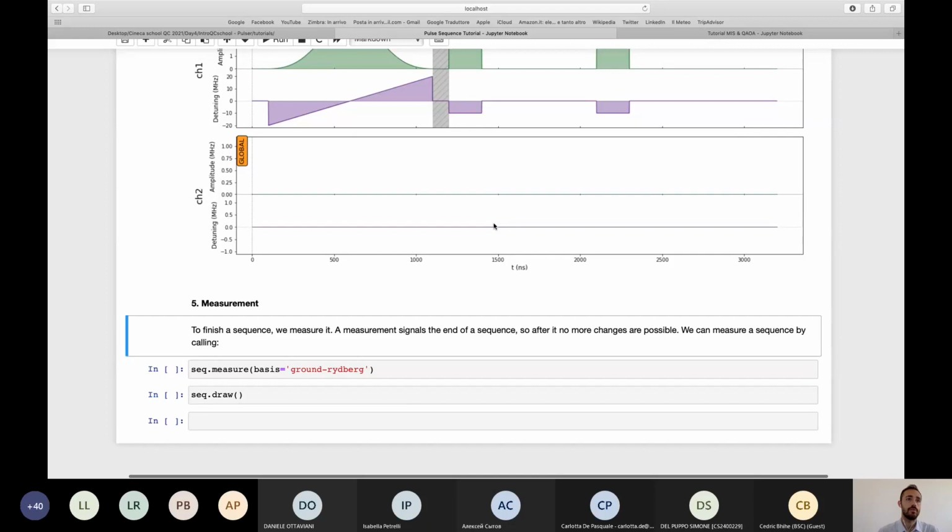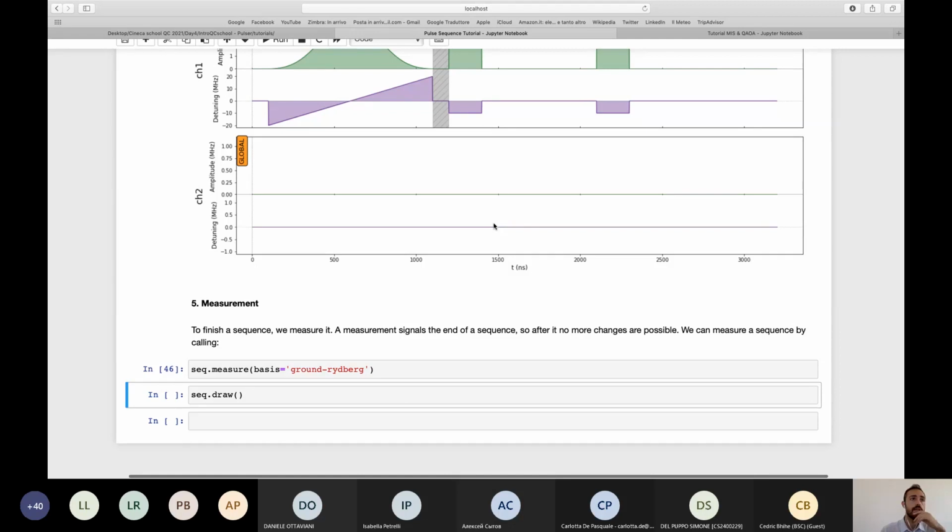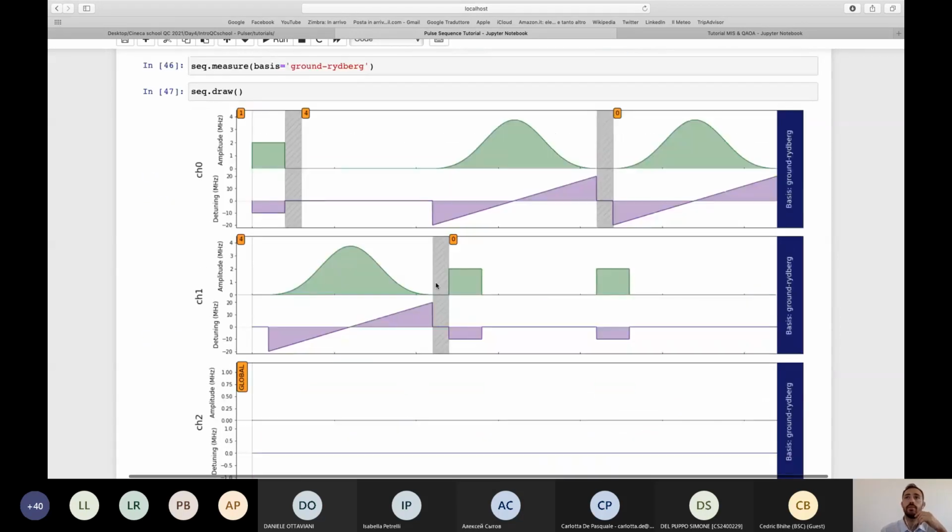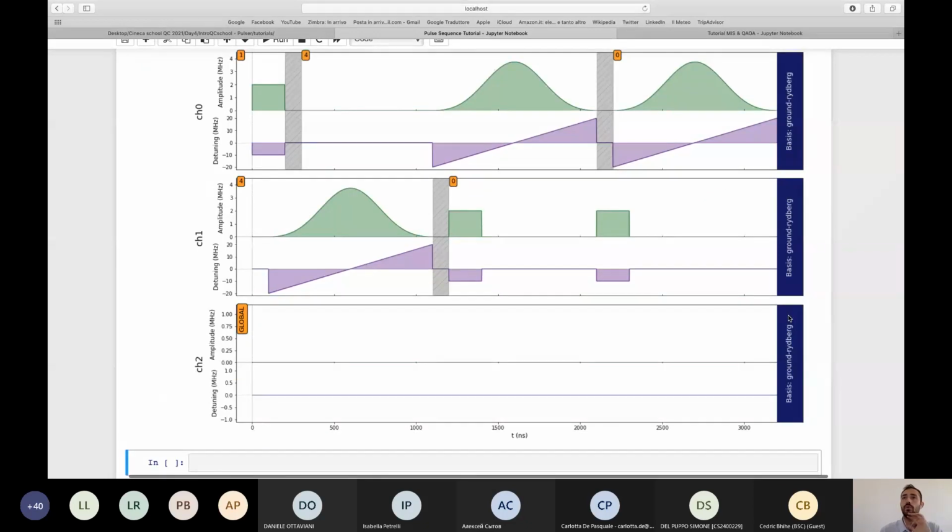Finally, you have, of course, the measurement, and the basis is going to be ground and Rydberg. In the sequence, when you draw the measurement, it looks something like this. Okay, at the end you measure. You have to define the measurement.